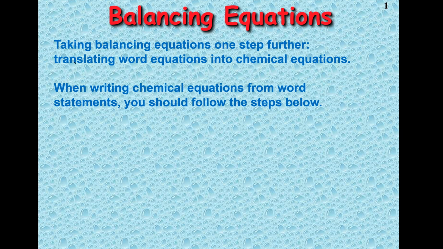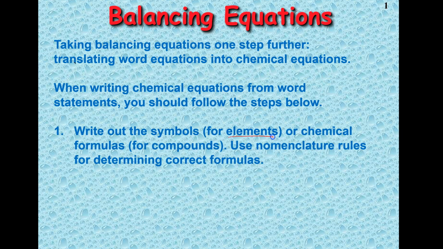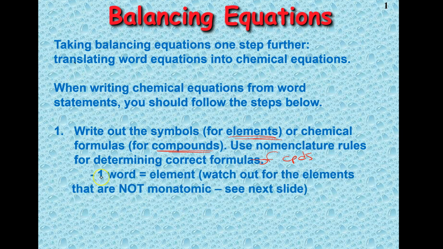When you write chemical equations from word statements, you need to follow the steps below. So first thing you want to do is write out the symbols for elements or chemical formulas for compounds. Now the way you'll know is how many words there are. You're going to use nomenclature rules for determining the formulas of compounds. But there's a way to tell whether it's an element or a compound. If it's a one-word statement, that means it's an element. And I have a list on the next page of elements that are not monatomic. But if it says something like magnesium, that's just the element, Mg, that's it. If it says oxygen, that's just the element.